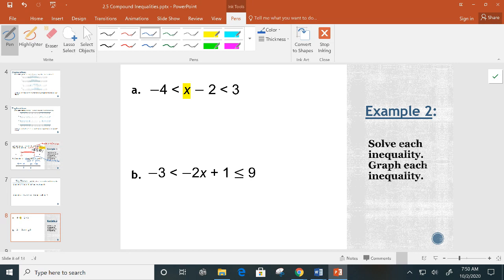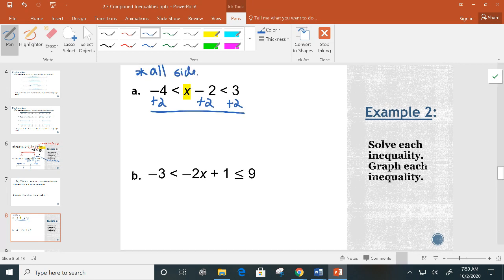So if I have a minus 2 here, I know that I have to add 2. Now normally we'd say you add 2 to both sides, but you have to add 2 to all sides. Most people forget to add it to the left-hand side there. So make sure if you're going to use this technique that you are doing everything to all sides. So negative 4 plus 2 is going to be negative 2. This cancels in the middle, which is my goal because I want to get x by itself. And then on my right-hand side, 3 plus 2 is 5.